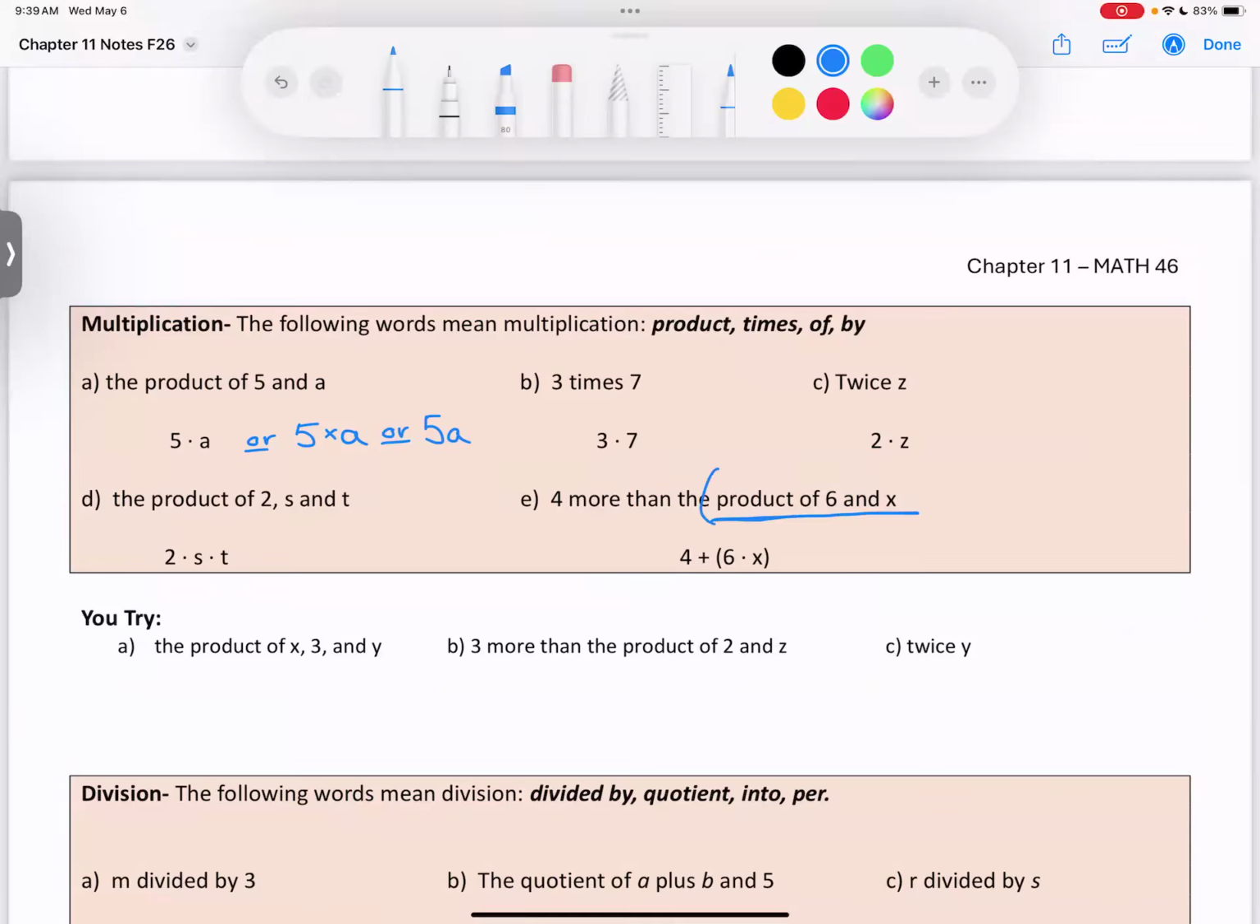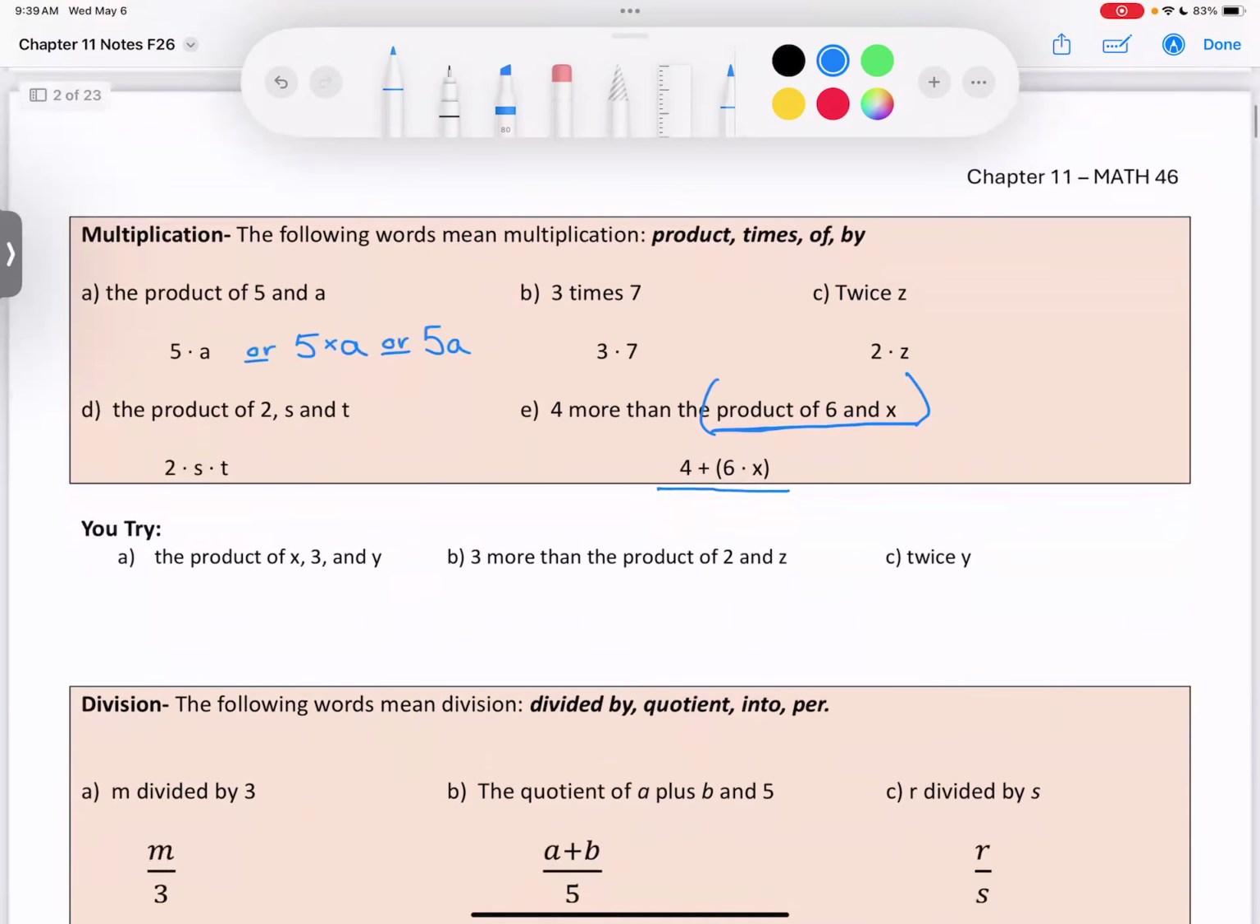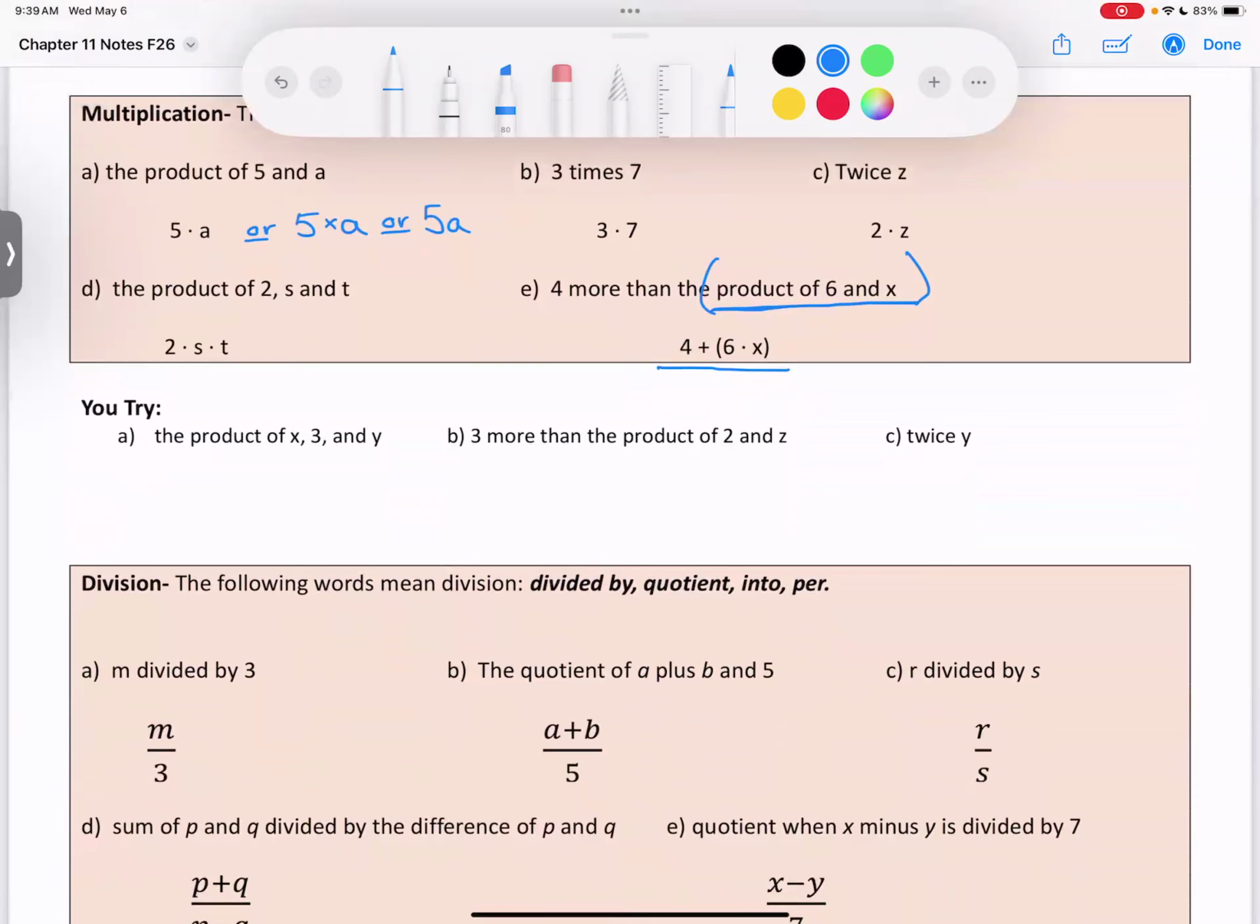So let's start with this thing here. The product of 6 and X would be 6X. If we have 4 more, it's going to be what we have down here, 4 plus that 6X. So pause again and try the next three. And let's try those next three together now.